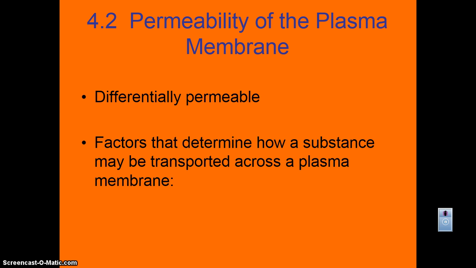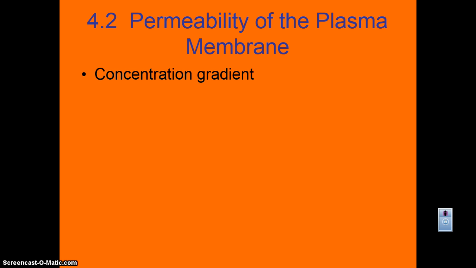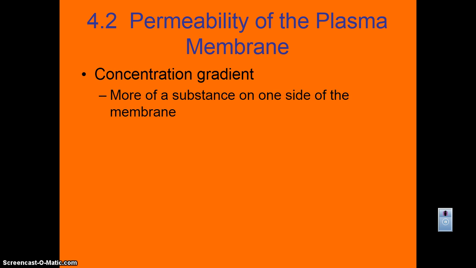That means that some things can go through and some things can't, and the factors that determine how a substance can be transported across the membrane depend on the size of the substance and the polarity or charge of the substance. Now we're going to talk about the concentration gradient. More of a substance on one side than the other is what makes the concentration gradient.